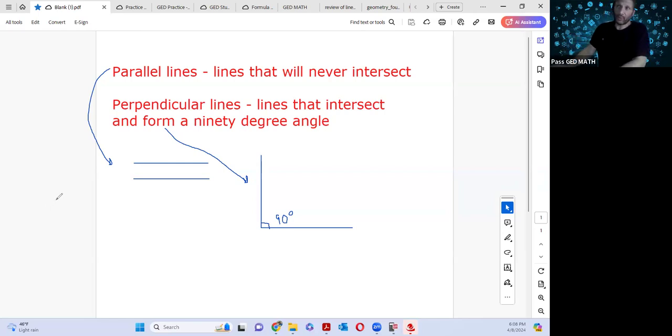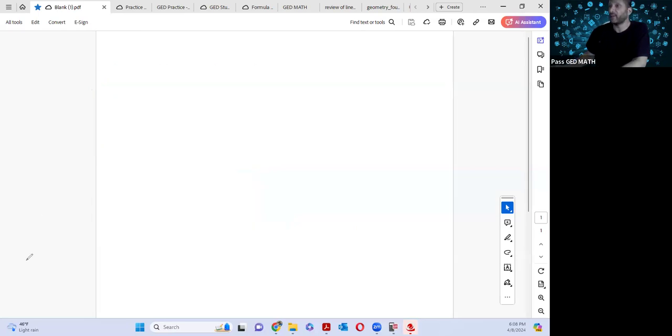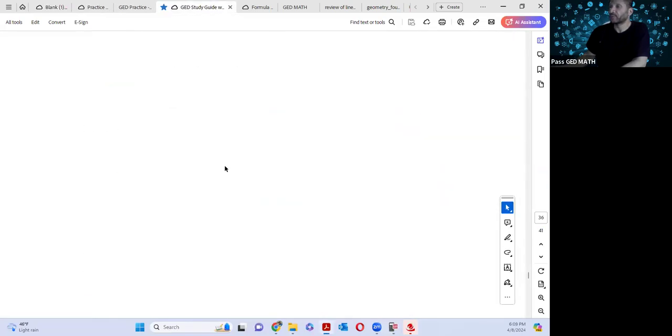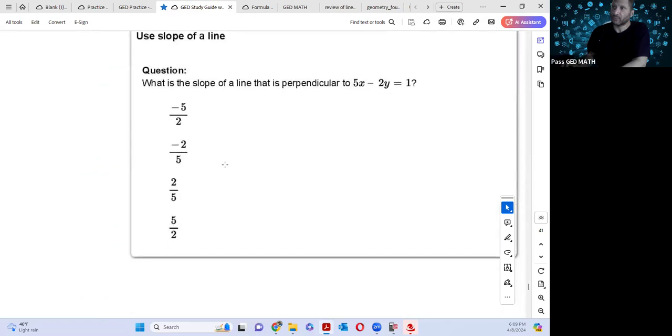But what you remember: parallel lines are two lines that will never intersect, and perpendicular lines will intersect, but what's important is they form a 90-degree angle. Right. So let's look at the study guide here. They ask: what is the slope that is perpendicular to 5x minus 2y?